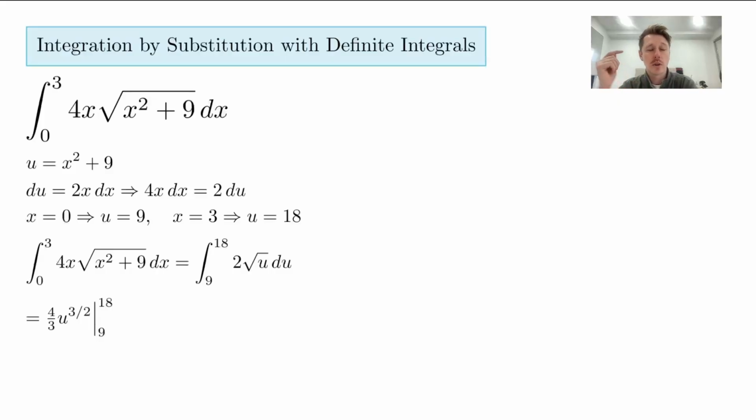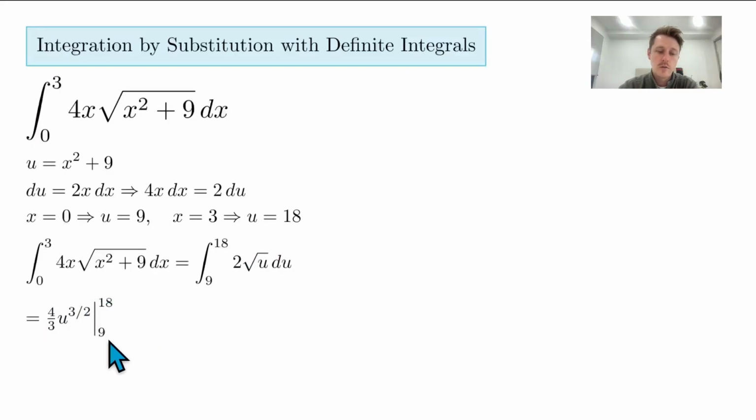1/2 plus 1 is 3 on 2, or 1.5. 1 over that is 2/3. And then you multiply it by 2. So 2/3 times 2 now is 4/3, and then u to the power of 3 on 2. And this is our antiderivative of this function.